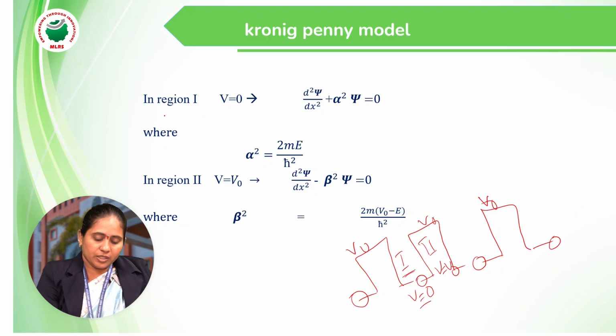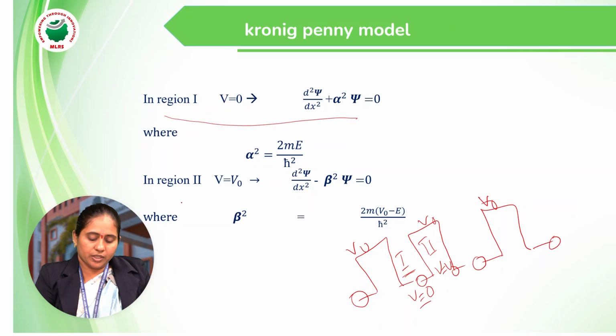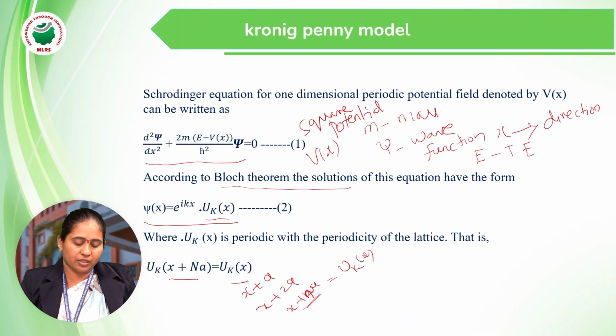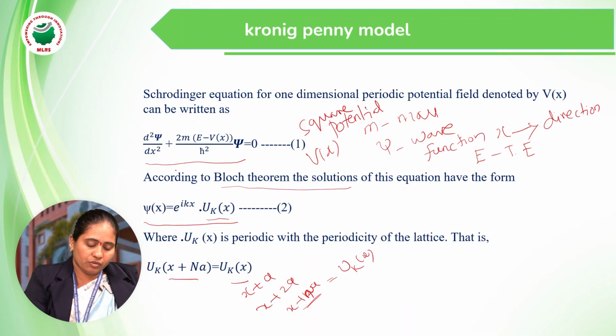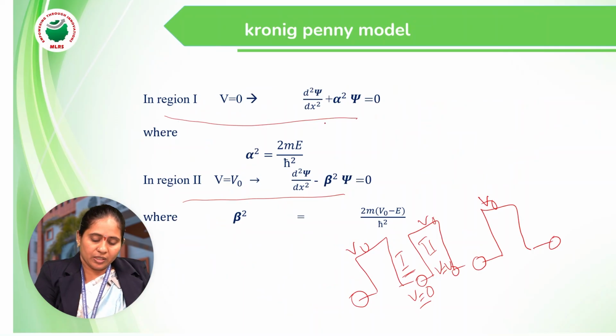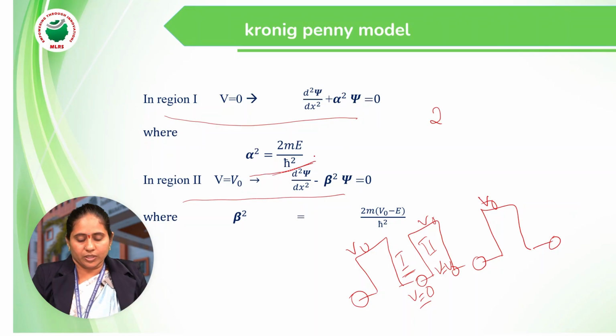For region 1 there is one equation, and for region 2 there is another equation. So what is that equation? Substitute V equal to 0 in equation 1. In place of V, write 0. Then what you will get is only 2mE by h cross square, where 2mE by h cross square is equal to alpha square.